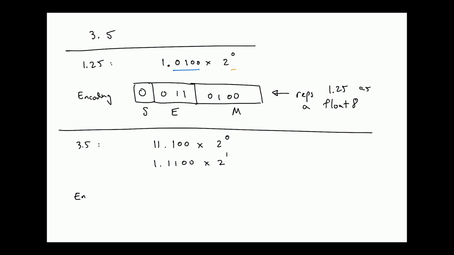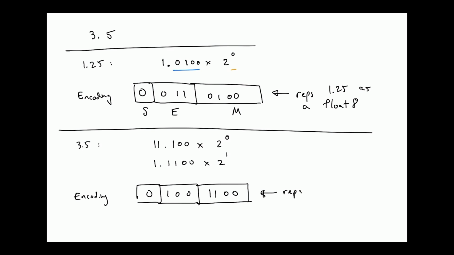All right. So the encoding, sign bit still a zero. Exponent appears to be one, but what do I have to do to it? Add three, and so that gets me 4. What's 4 in 3 bits? 1, 0, 0. And then what was our mantissa? 1, 1, 0, 0. Okay. So this represents, what was it, 3.5 as a float 8. Okay. So we've got the encoding of the two numbers.